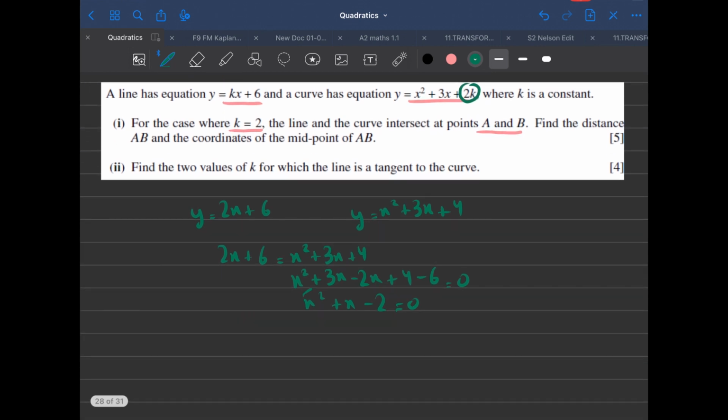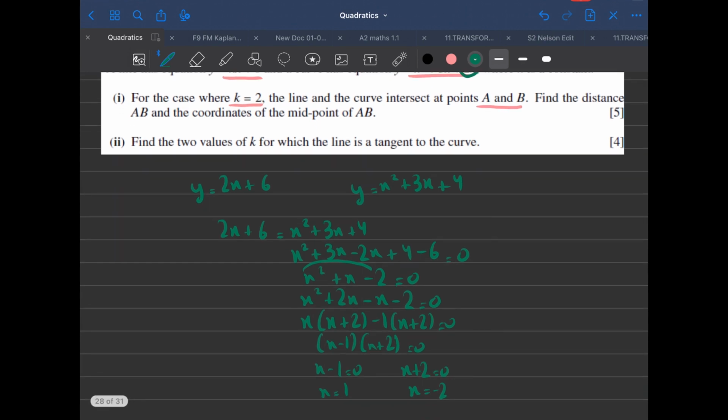What are the factors of 2? 1 2 is 2. So x squared plus 2x minus x minus 2 is equal to 0. Take x common, x plus 2. Take minus 1 common, x plus 2. Now, x minus 1, x plus 2. So you're going to equate this to 0, x is equal to 1. x plus 2 is equal to 0, x equal to minus 2. Do you get this?